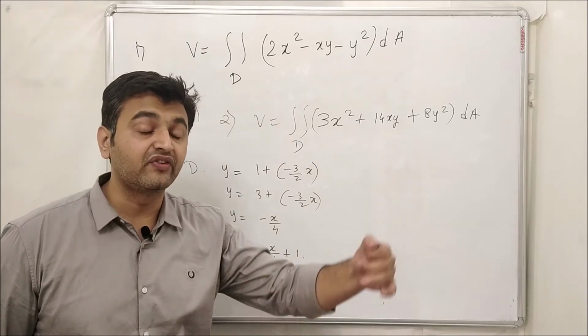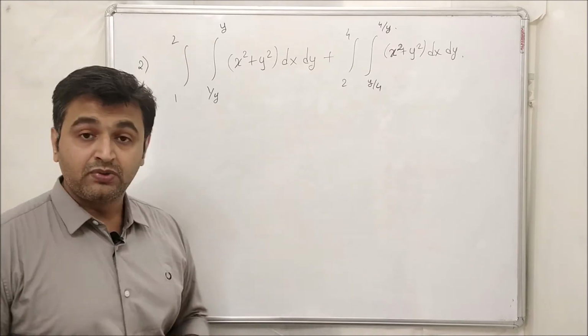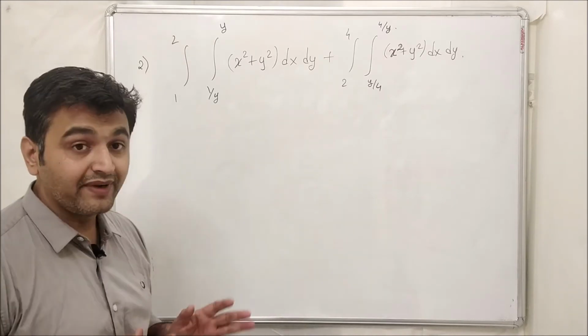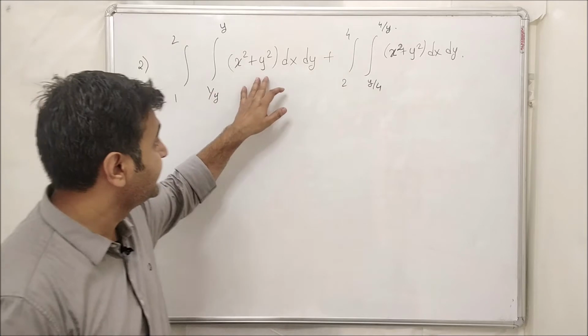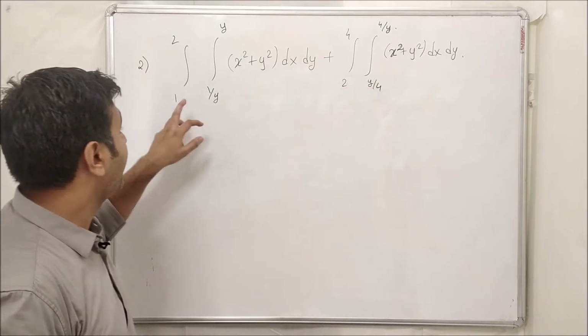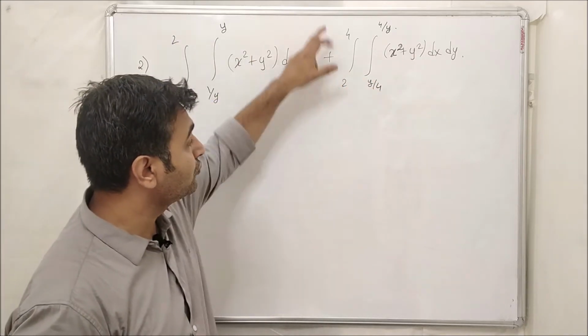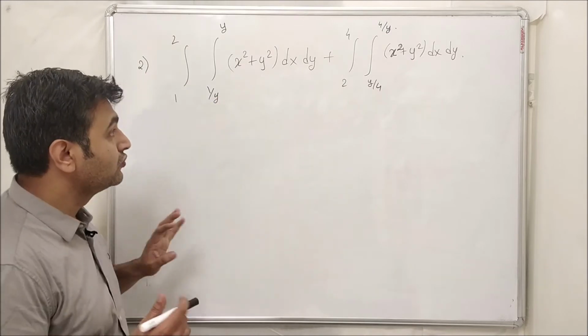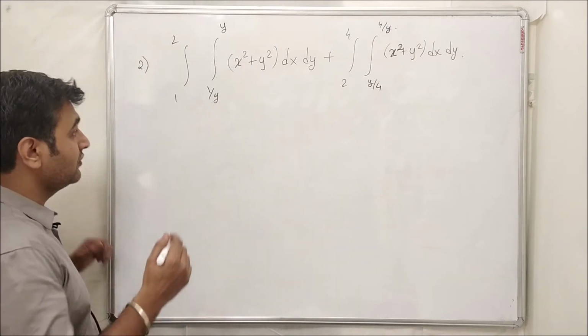Now let's go for a different kind of example. So this is the problem you need to solve now. Okay, looks very bad, but a good thing you can observe here is the integrand is the same. Good. y limits are 1 to 2 and 2 to 4. So y limits are continued. So okay, there are some good things you can observe. Now first thing is what?